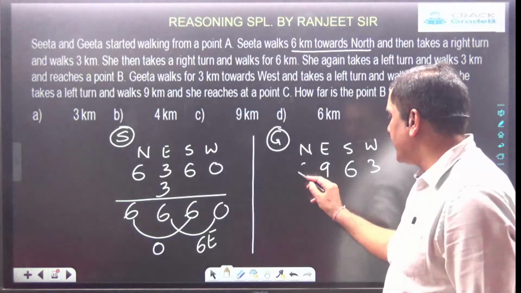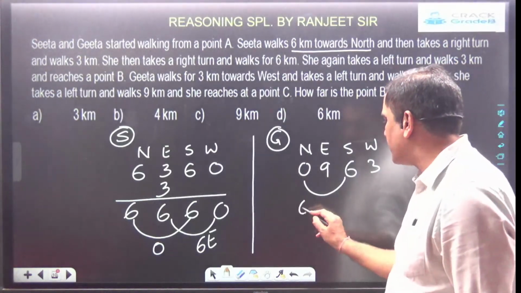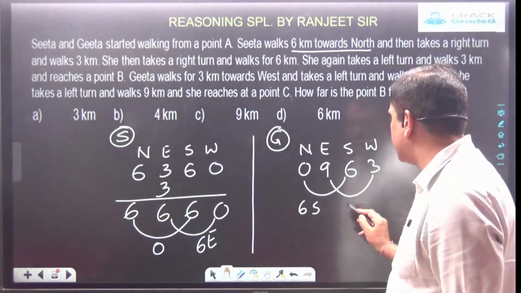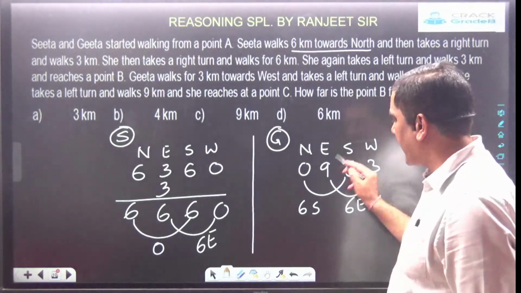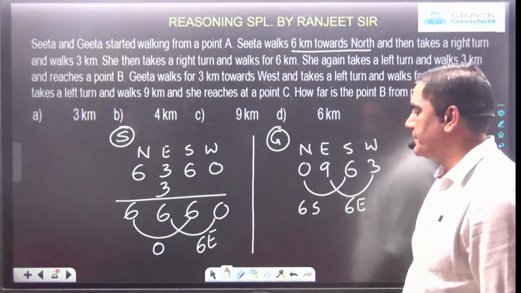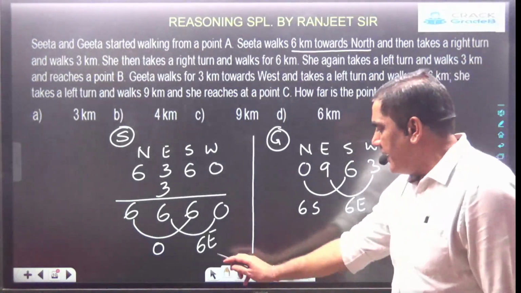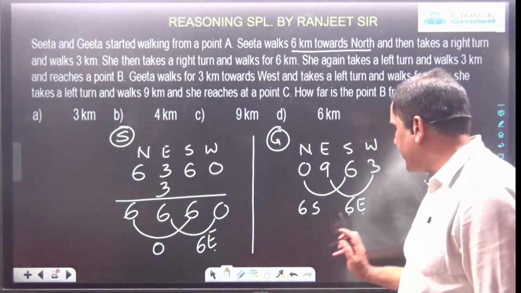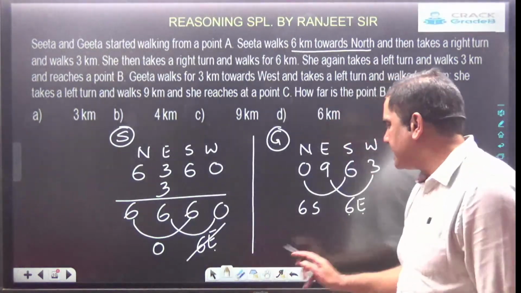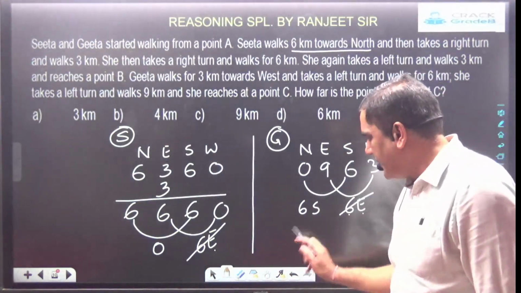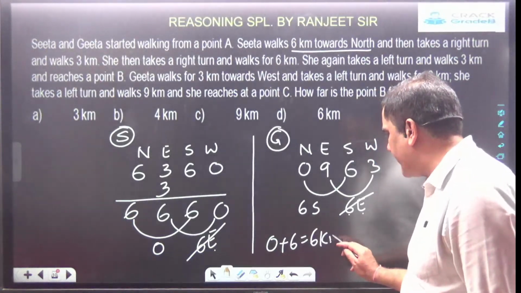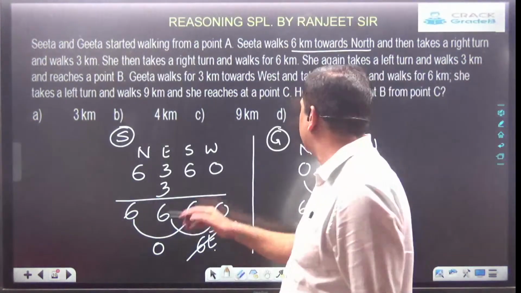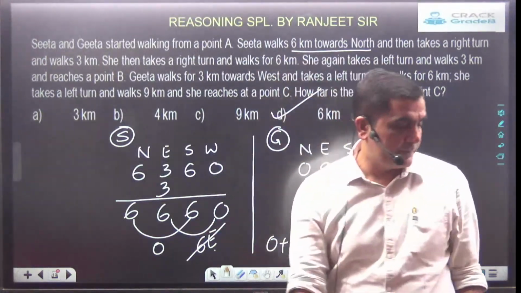Now let's go for Geeta. This is what? 6 south. And this is what? 6 east. 9 minus 3 will be 6. Highest direction will be east. Now here, east and east is same. 6 and 6 is same. So they will cancel each other. So the final answer will be what? 0 plus 6 comes out to be 6 km. So distance between them will be 6 km, option D.